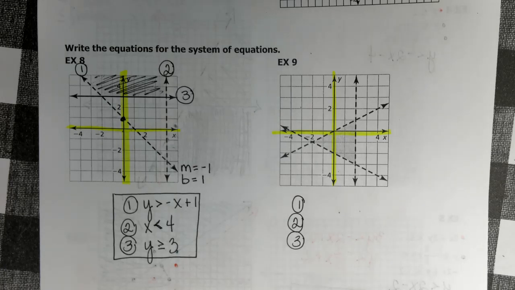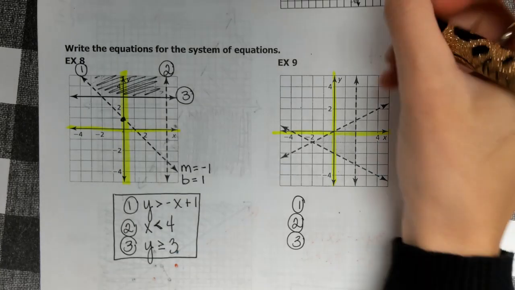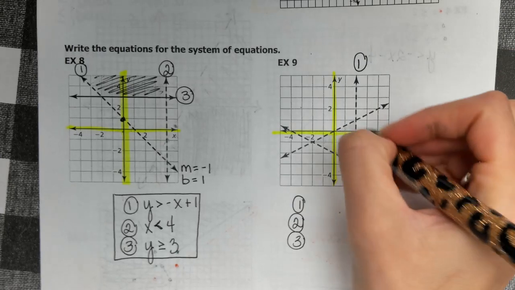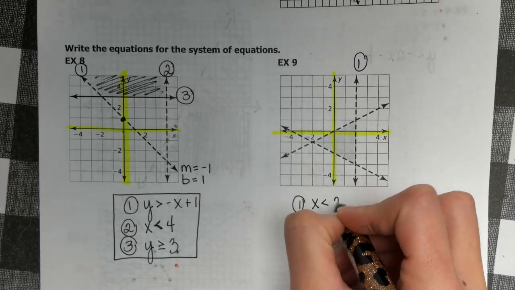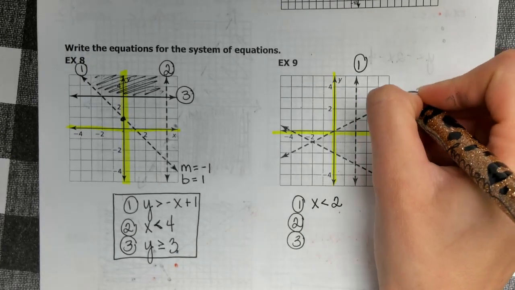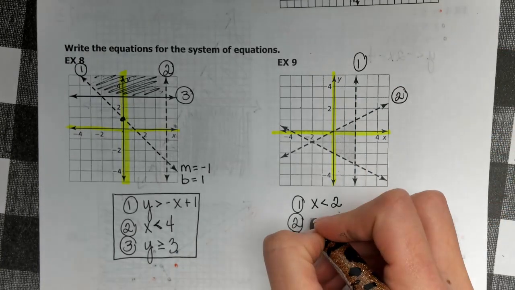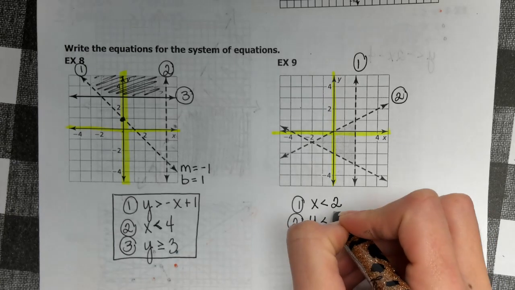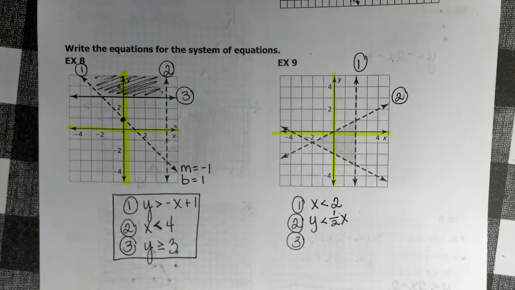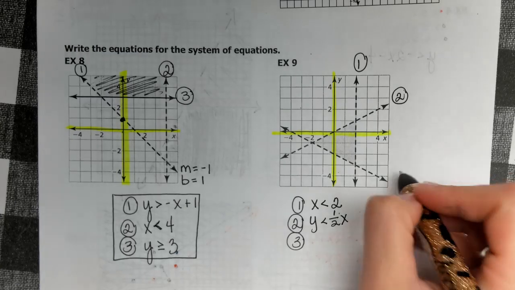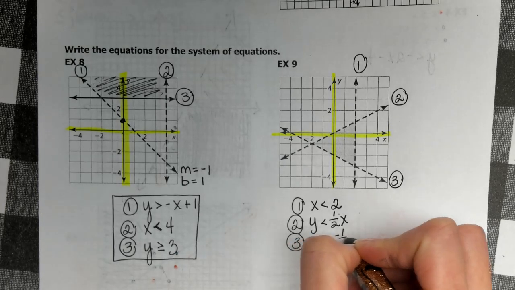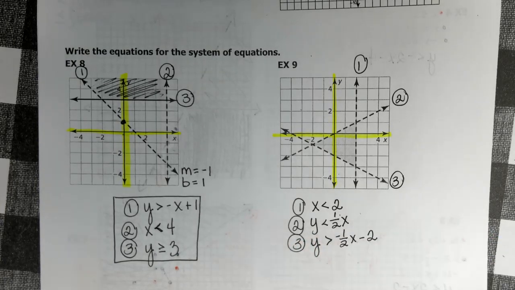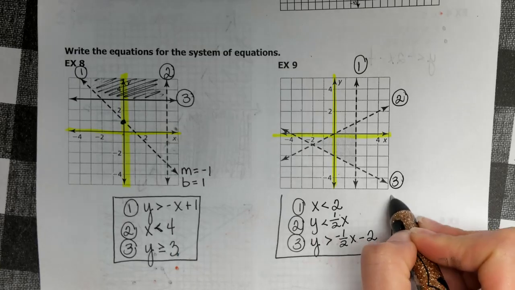You're all done? The vertical line. What should that inequality be? Okay. The line that's going in the positive direction. Y is less than 1/2 x. And then the third one. Very good. Okay, y'all good with that?